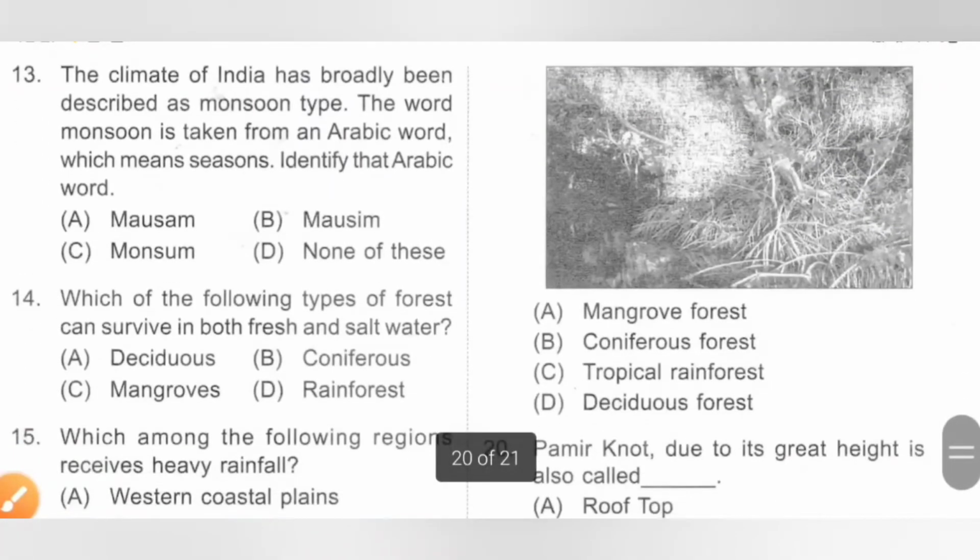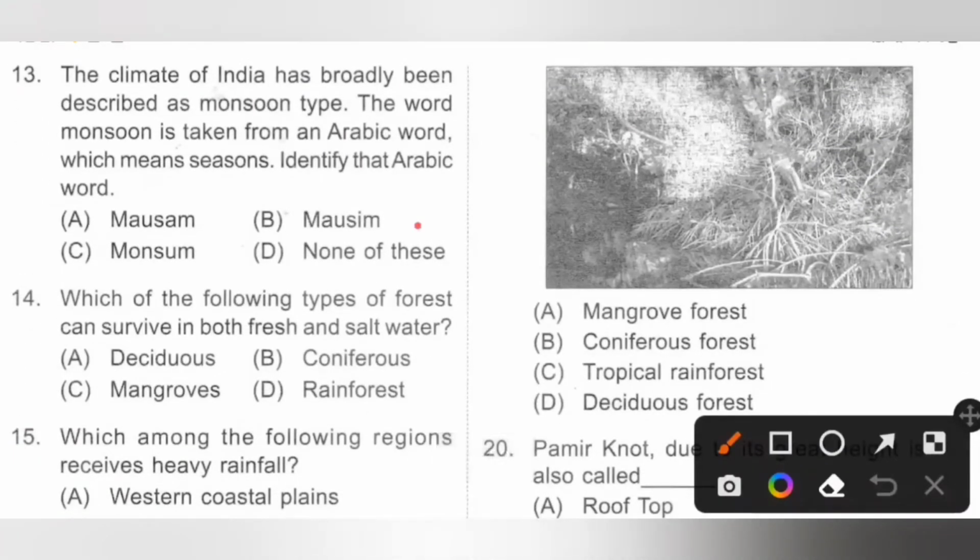Thirteenth, the climate of India has broadly been described as monsoon type. The word monsoon is taken from an Arabic word which means season. Identify the Arabic word. A, mausam. B, mausim. C, mausam. D, none of these. So the word monsoon is taken from option B, mausim. Option B is the correct answer.